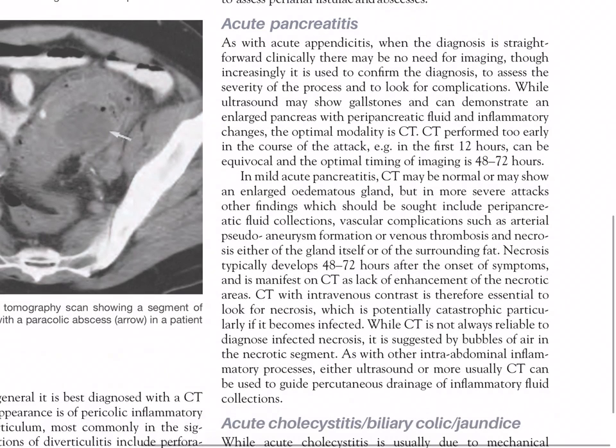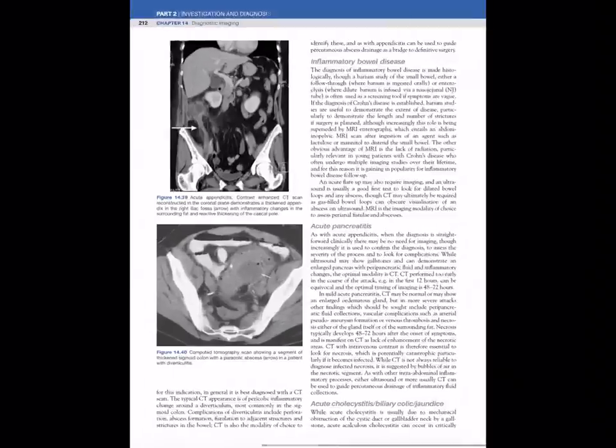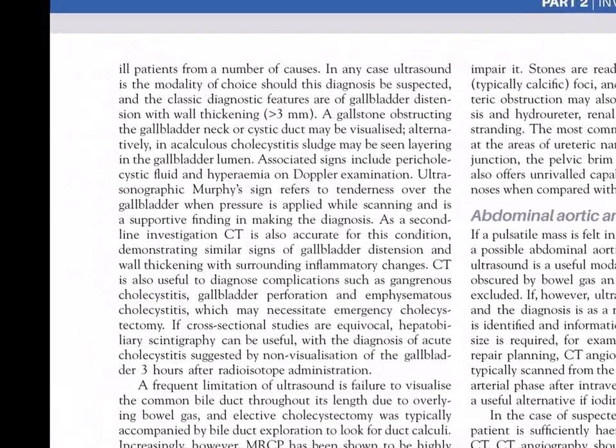As with other intra-abdominal inflammatory processes, either ultrasound or, more usually, CT scan can be used to guide percutaneous drainage of inflammatory fluid collections. Acute cholecystitis, biliary colic or jaundice. While acute cholecystitis is usually due to mechanical obstruction of the cystic duct or gallbladder neck by a gallstone, acute acalculous cholecystitis can occur in critically ill patients from a number of causes.